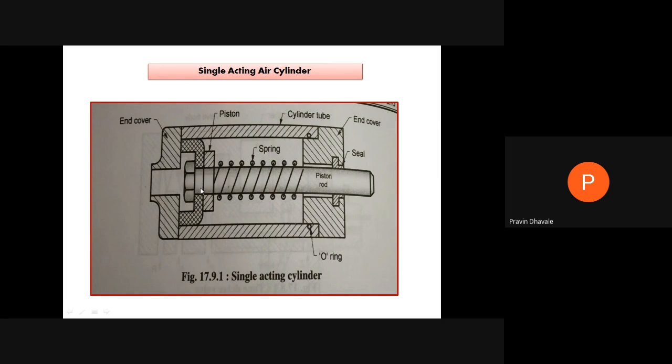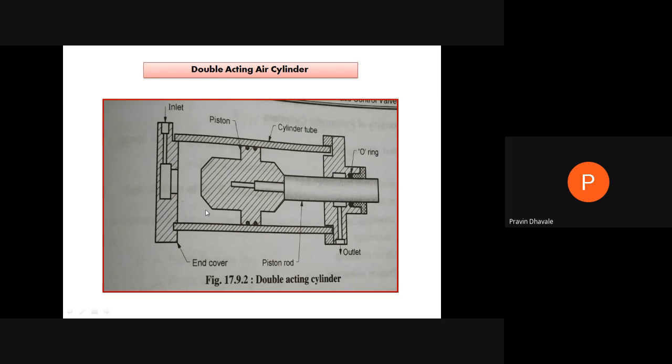This would be a single acting cylinder. Now this would be a double acting cylinder. Here we will use the inlet.